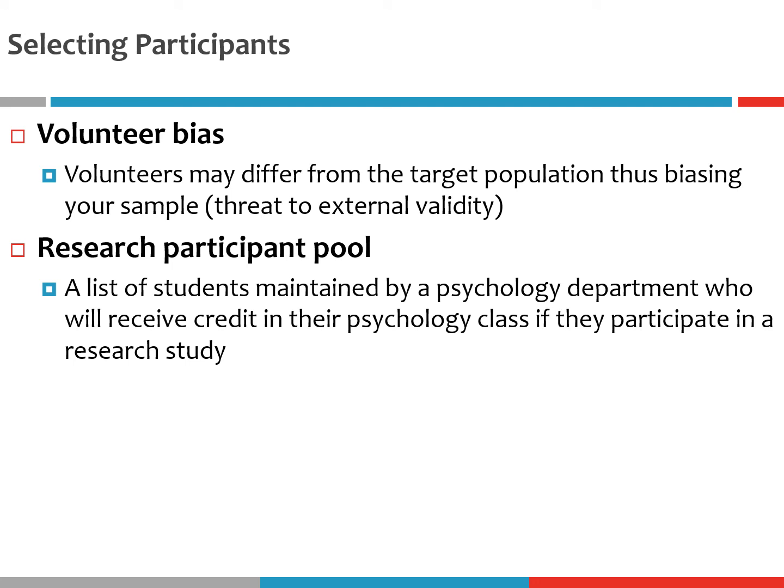So a research participant pool is a great thing that they have at research universities. When I was at Rutgers, we had one. What they do is every student in the introductory psychology class has to be in the participant pool. They have to sign up for it, and they have to do a certain number of hours of research every semester.